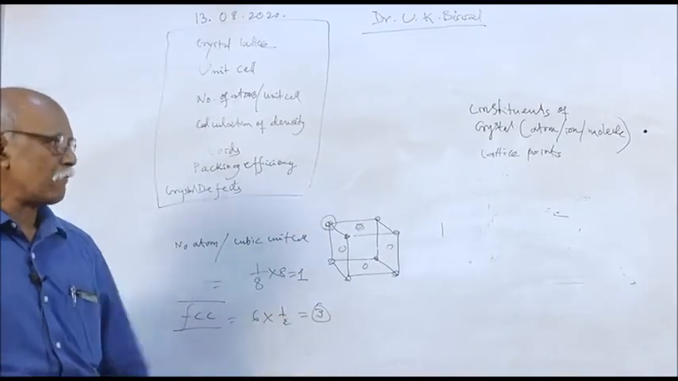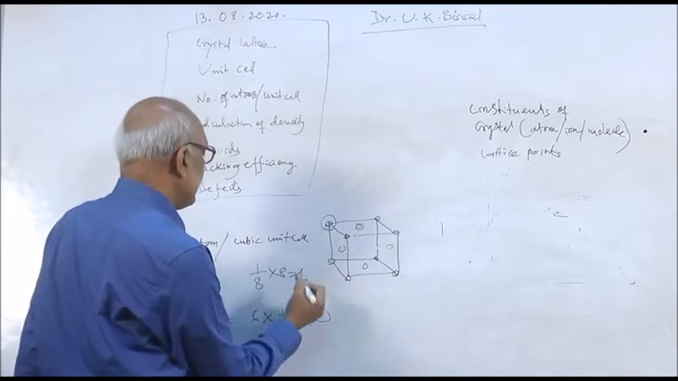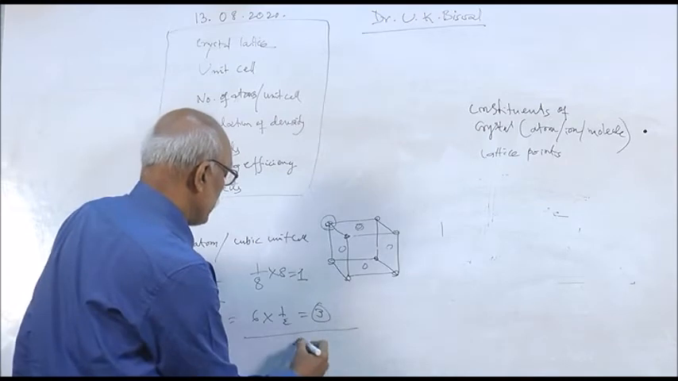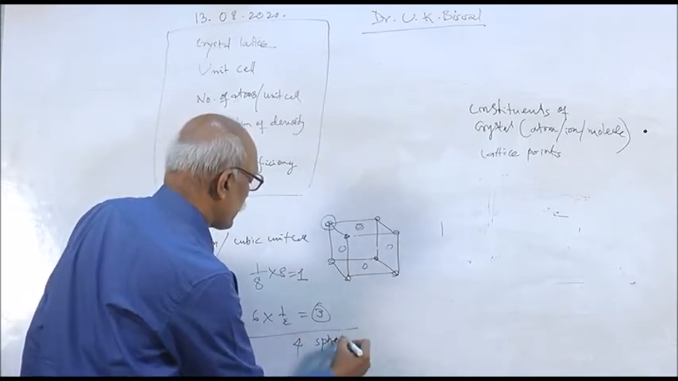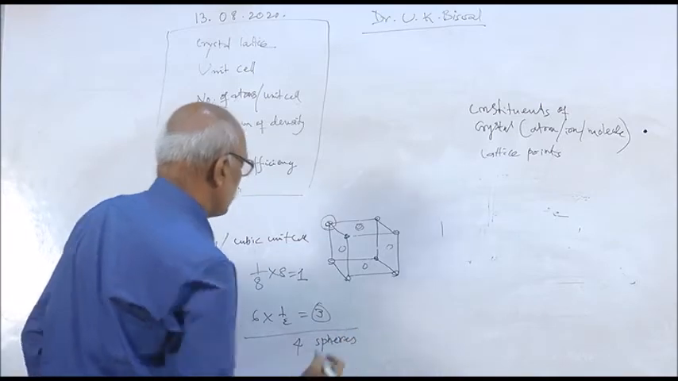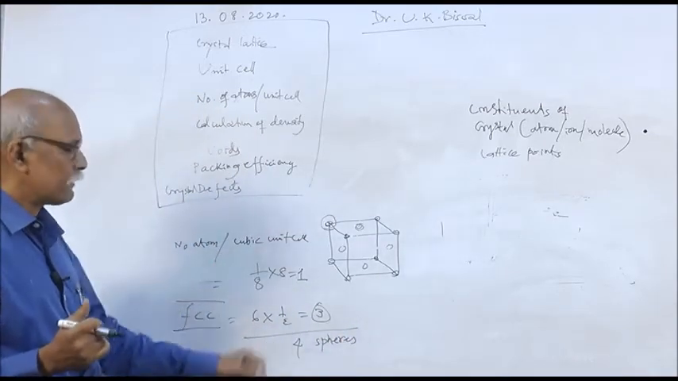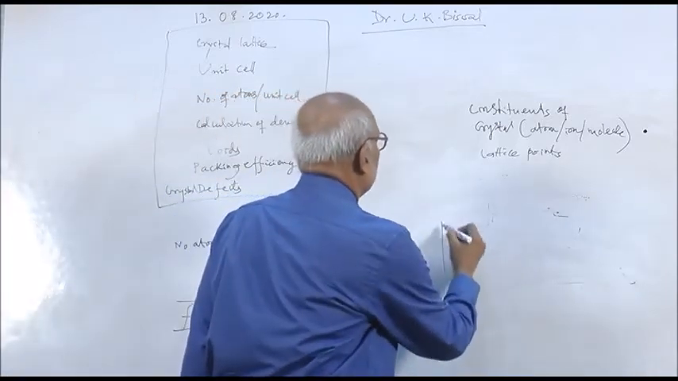So 3 atoms from the face contribution, plus 1 from the corners, that is 3 plus 1, so there will be 4 spheres or 4 atoms or 4 ions per unit cell of face centered cubic.